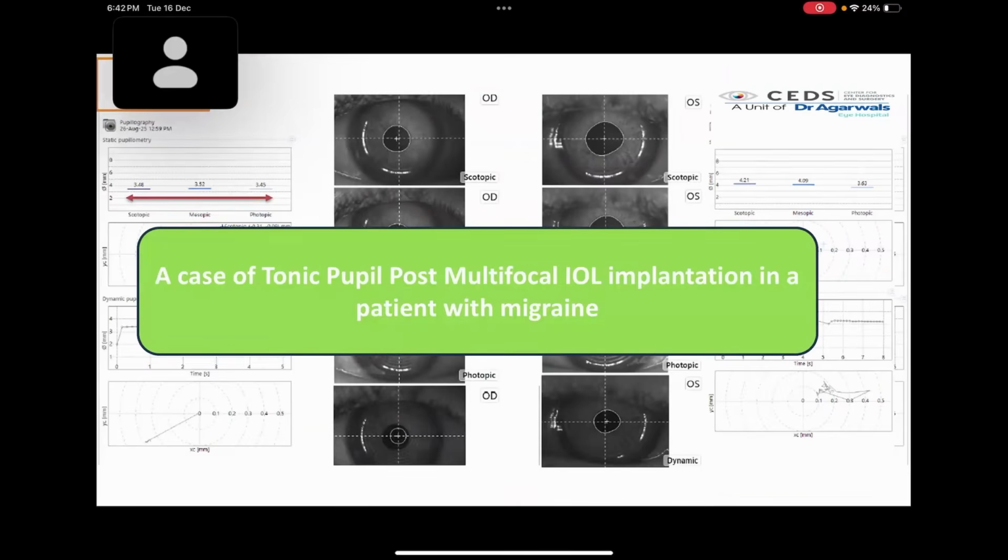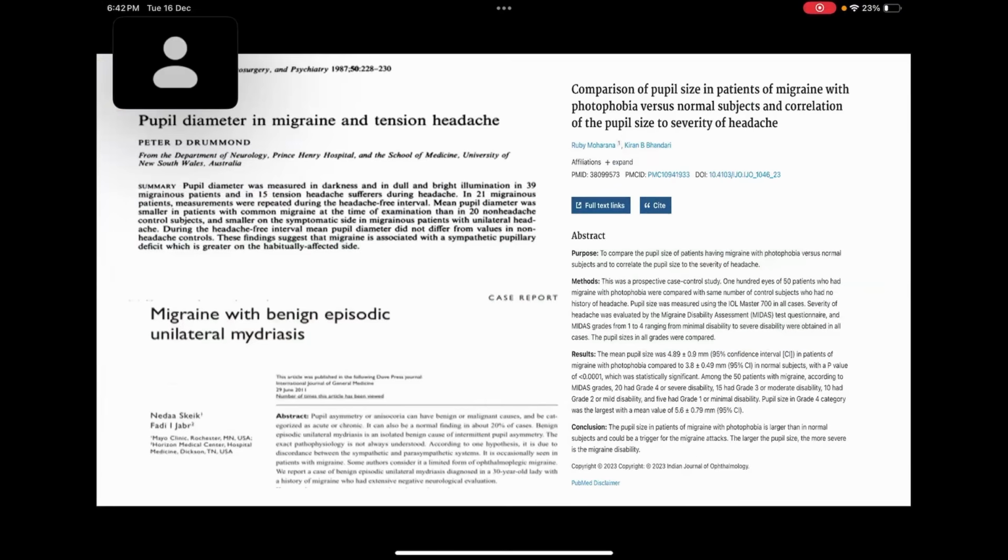So what was I dealing with? Has the patient developed a tonic pupil after her cataract surgery? Has anisocoria arrived after a cataract surgery, or is it one of the migraine episodes which has led to a benign mydriasis? So I went ahead and did some literature search.